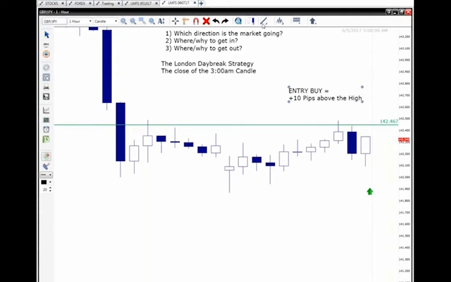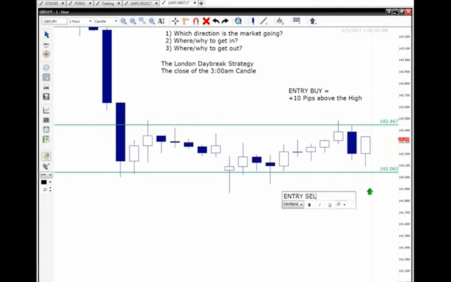Now we also have to place an entry sell 5 pips below the low. So we have 142.11, and we set this at 142.06 right there. I'll type this out for everybody. This is our entry sell. Our entry sell is going to be minus 5 pips below the low. And just to answer any questions, the low is this candlestick wick low. So that's step number 1.